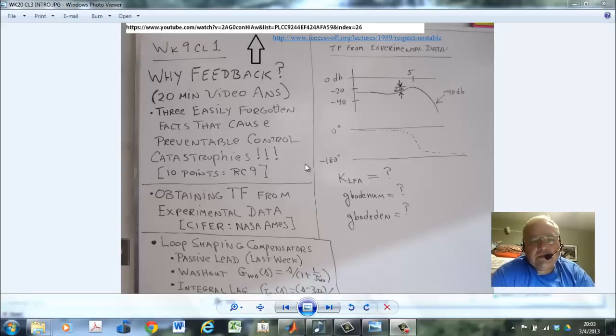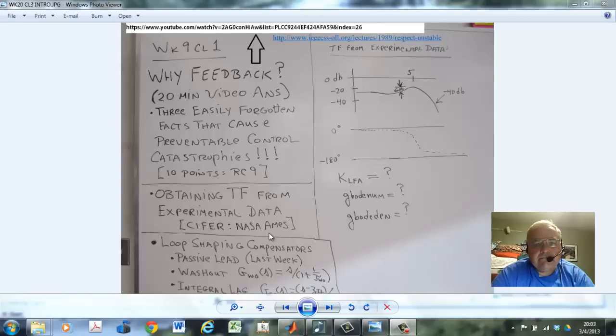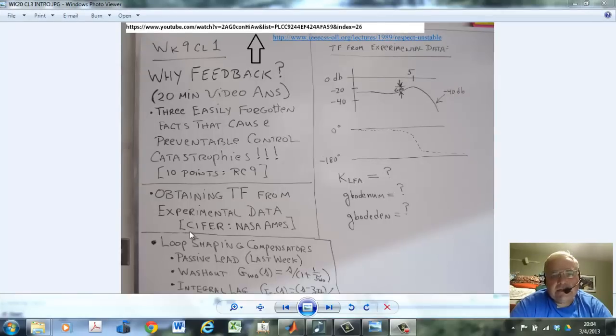All right, with that introduction then, for the last 2 weeks, we're going to talk today about getting transfer functions from experimental data. And it comes from NASA Ames, called CIFER, developed by Mark Tischler, and which is sold and taught to industry a few times a year. We're going to do it by hand today.